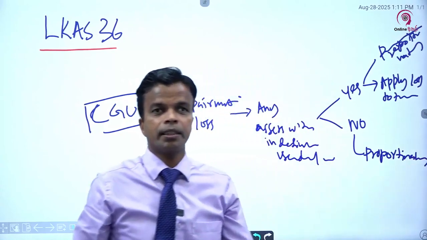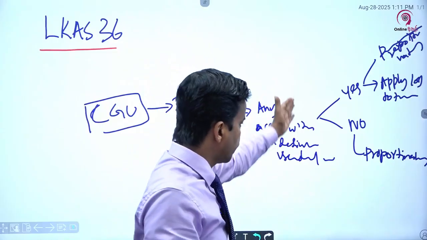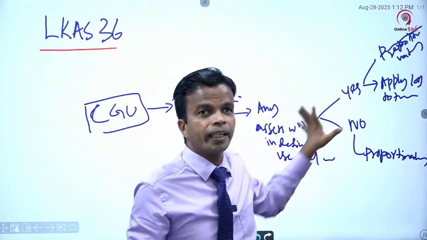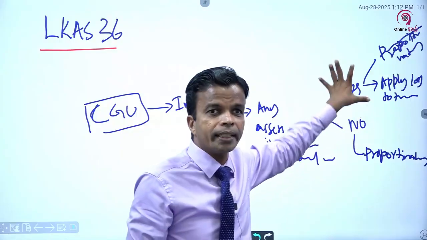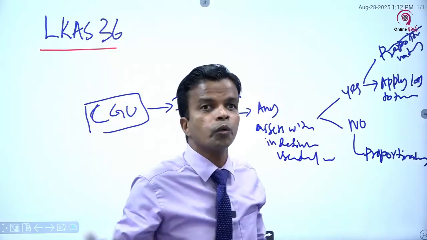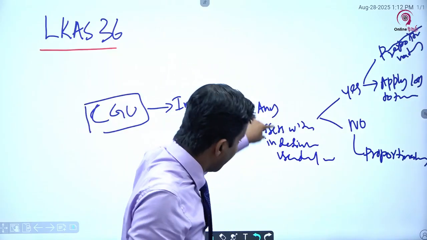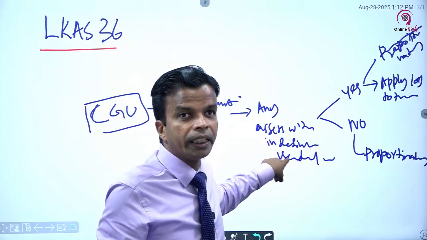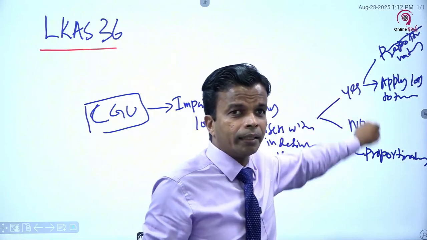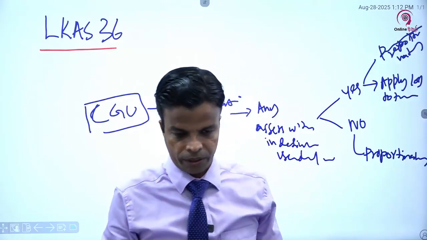In doing this, if your impairment loss is lower than the carrying amount of the asset with indefinite useful life, your full allocation goes to that asset only, and that asset will still have an amount remaining. There is no proportionate allocation because no impairment loss remains. But if the impairment loss is higher than the carrying amount of the indefinite useful life asset, then that asset is 100% impaired, and the rest of the loss you apply proportionately to the rest of the assets.